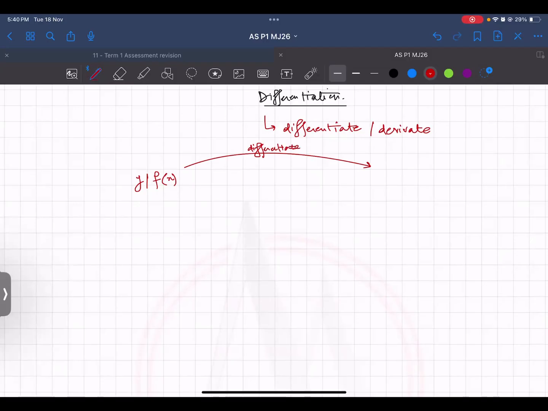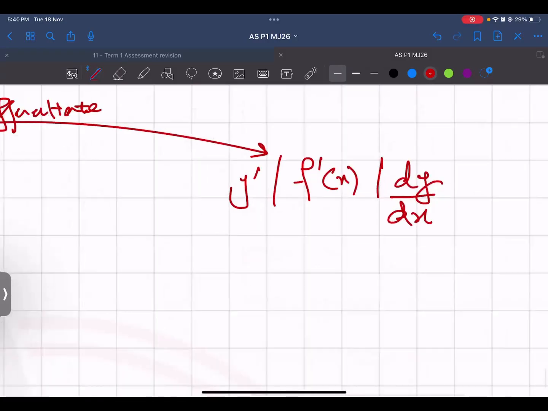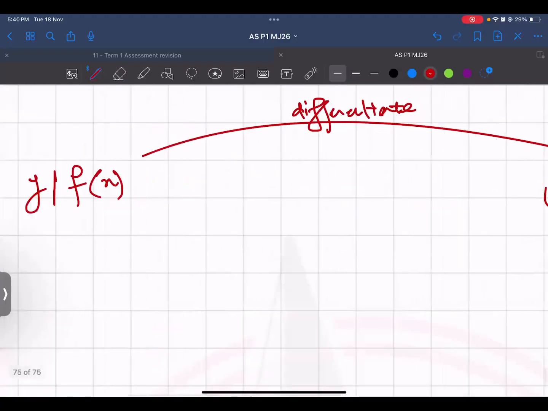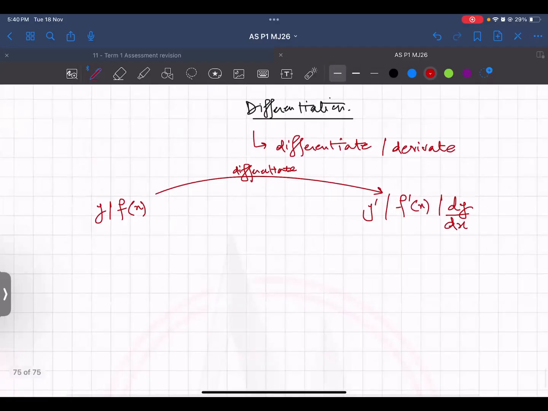You get the derivative function, the differentiated function, which is now represented by y dash. You can write y dash, or you can write f dash, or dy by dx. All three of them represent the same thing: dy by dx, y dash and f dash. This is a dash, not minus 1. This is a dash, like this. And this is the original function, y equals f(x).